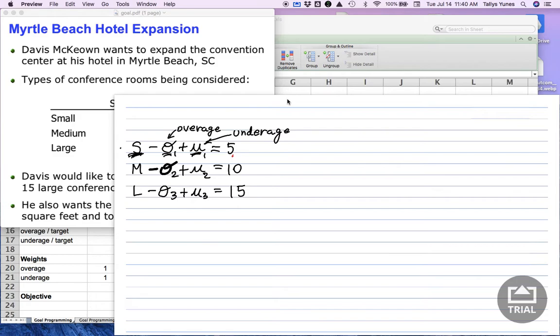Okay, so now I am allowing S, M, and L to differ from 5, 10, and 15, and I will be capturing the difference in these variables O and U. What else do we have in the problem? We have two more constraints.